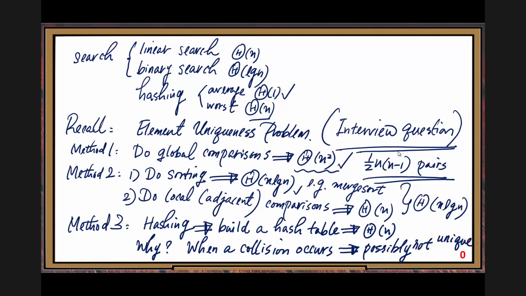Okay. That's the third method. The third method is the best among the three, because the overall efficiency is big theta of n.